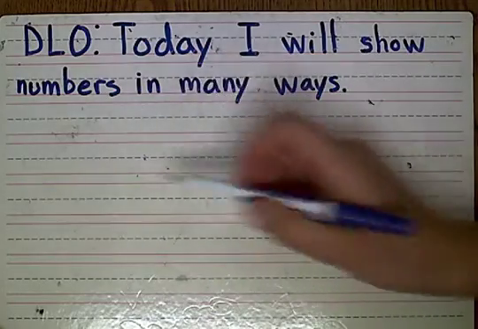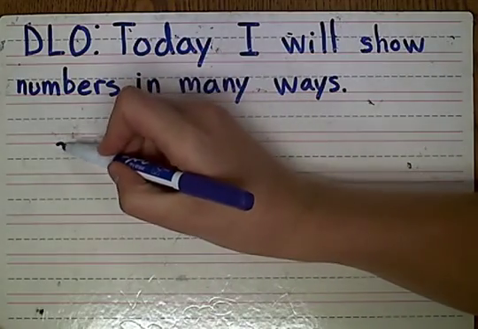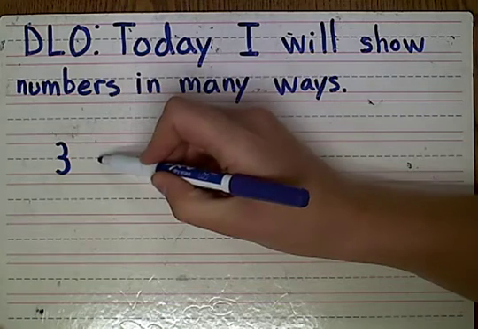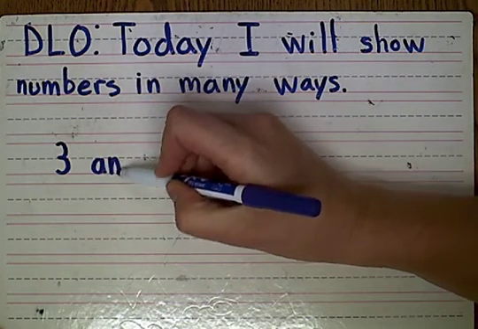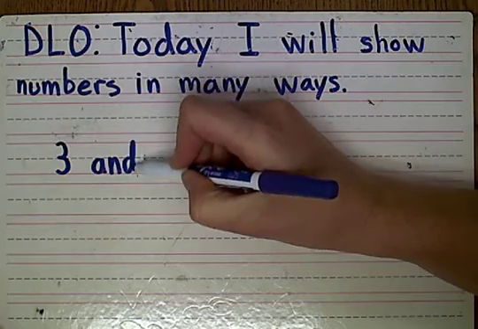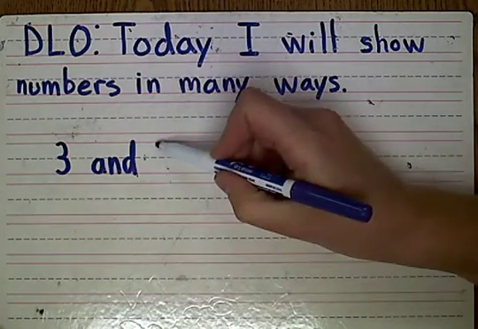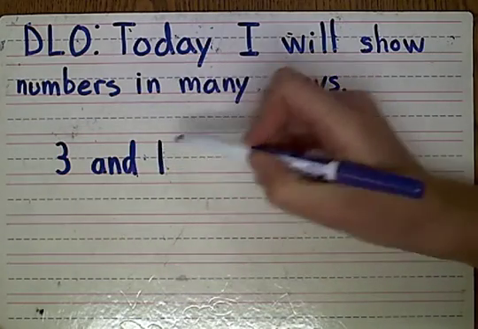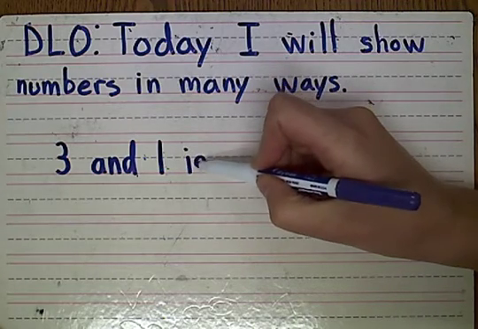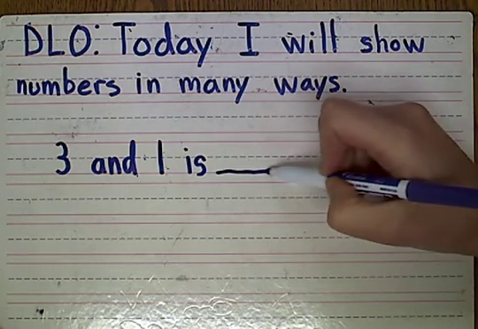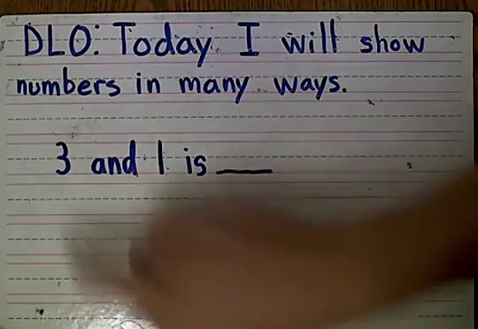I'm going to write 3 and, how do I spell and? A-N-D, and 3 and 1. Is, we don't know is yet, so I'll write it, is, I-S, blank. Let's build it. 3.